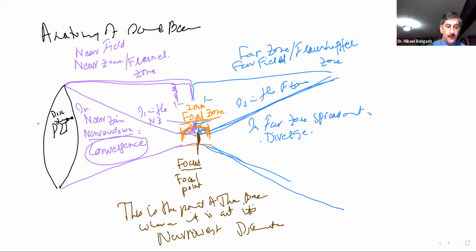If they said that your focal zone was, for instance, 4 millimeters, then it's going to be the same. Half of that is in the near zone. So 2 millimeters of the 4 millimeters of your focal zone falls into the near zone, and 2 millimeters of your 4 millimeters of the focal zone falls into the far zone.